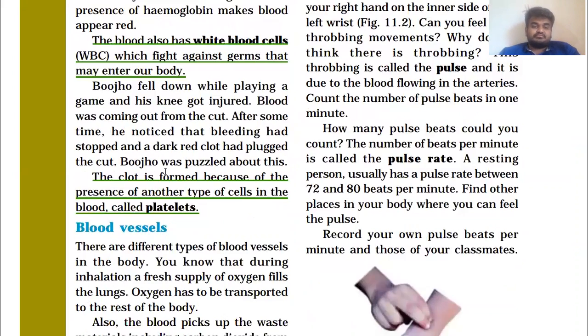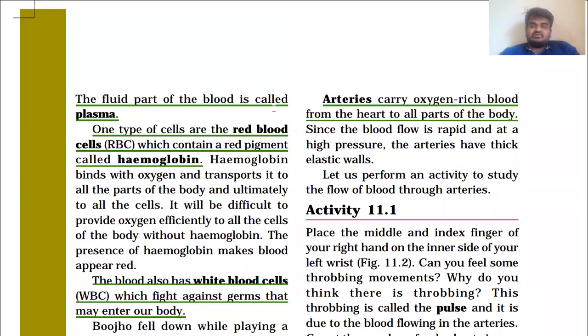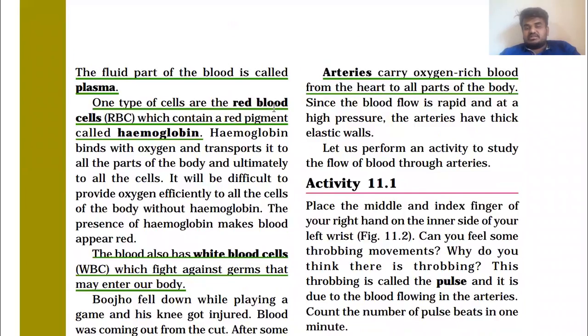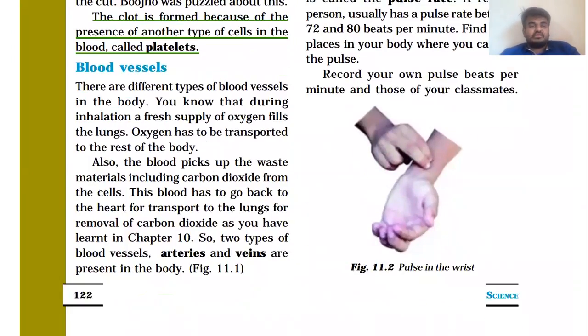Let's see. A clot is formed whenever you have a cut in your body, then a clot will be there after some time. So the clot is formed because of the presence of another type of cells in the blood called platelets. So four parts we have seen: first one is plasma, then red blood cells, white blood cells, and platelets.